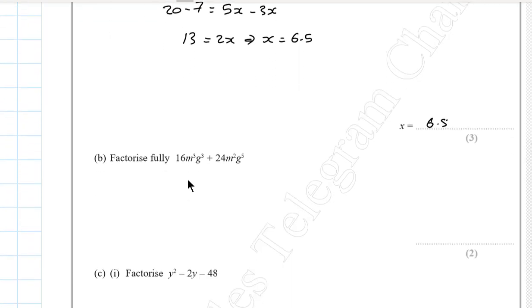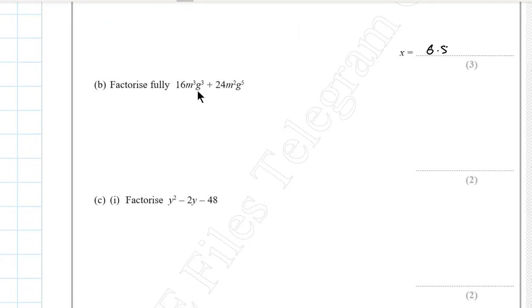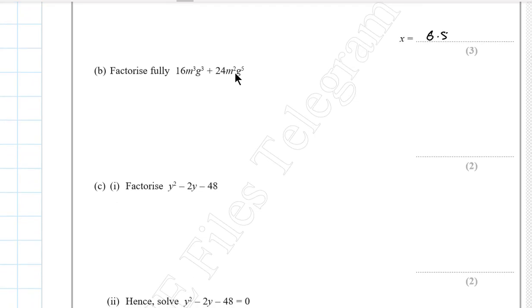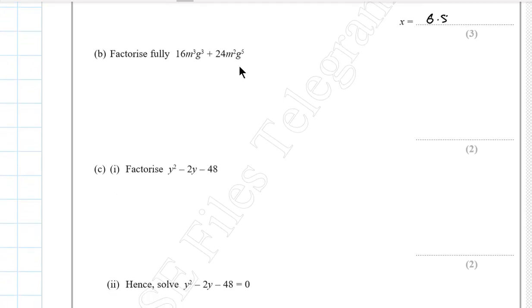B, factorize fully 16m cubed g cubed plus 24m squared g to the power of 5. Okay, focus on the numbers at first. Look at the numbers only. We have 16 here and we have 24 here. So the highest common factor should be 8, right? So we can write 8 here in our answer directly.